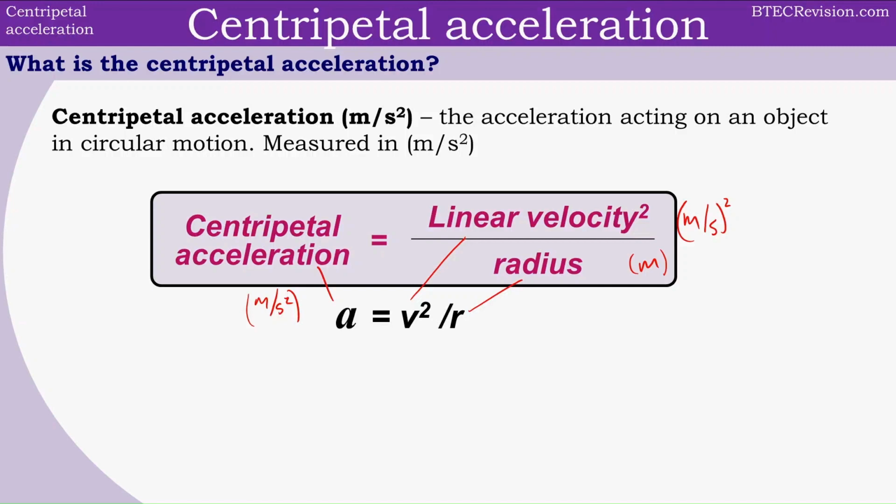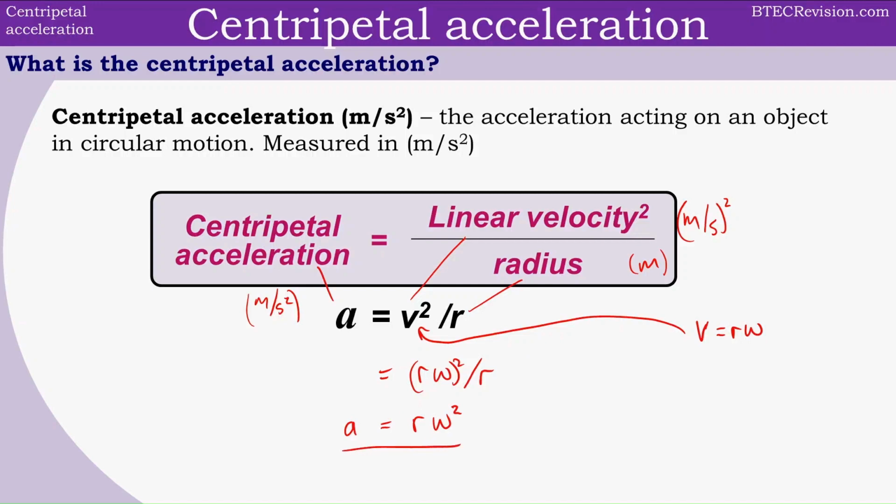If we remember the equation for tangential velocity, v = rω, we can replace the v in centripetal acceleration with rω. Therefore, that would give us (rω)² divided by r. Simplifying this gives us rω². And this is the second form of this equation.